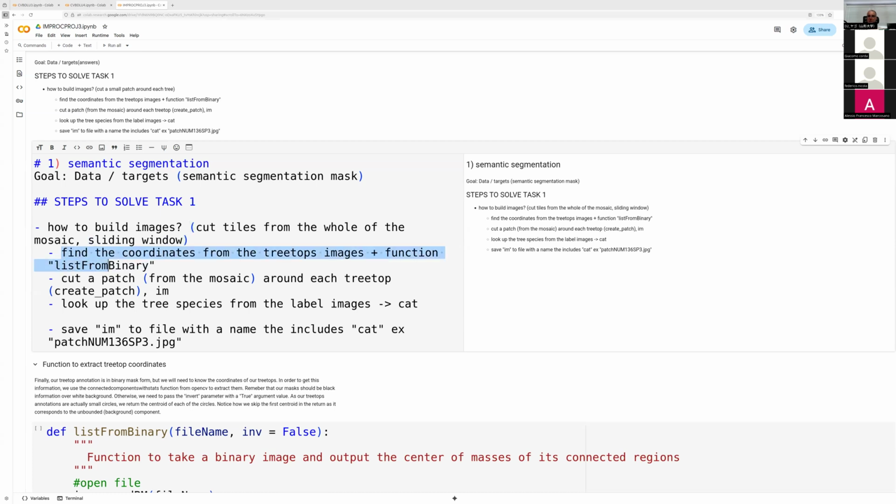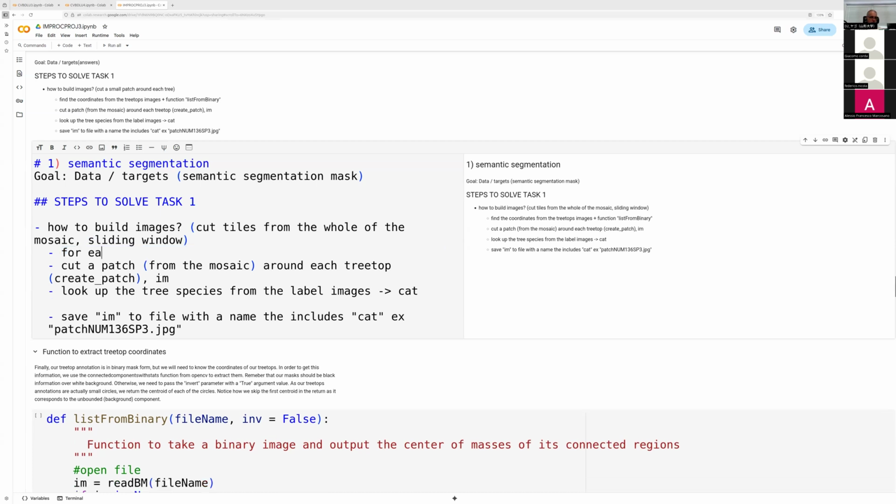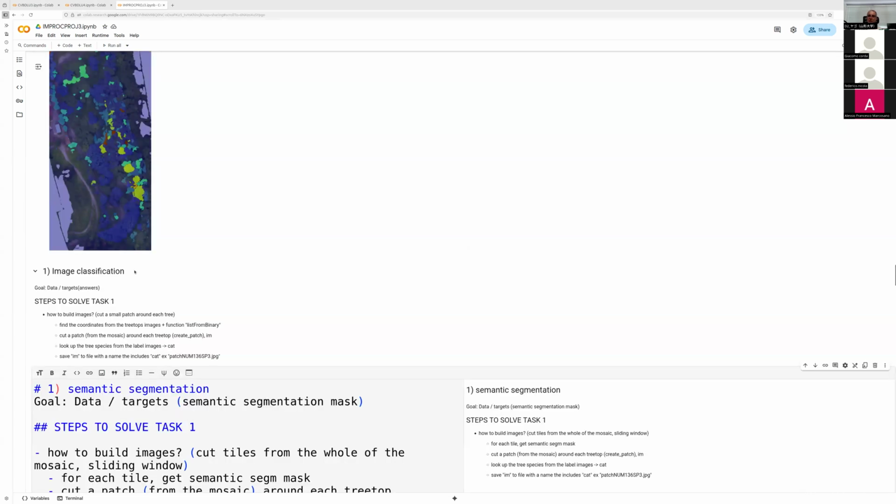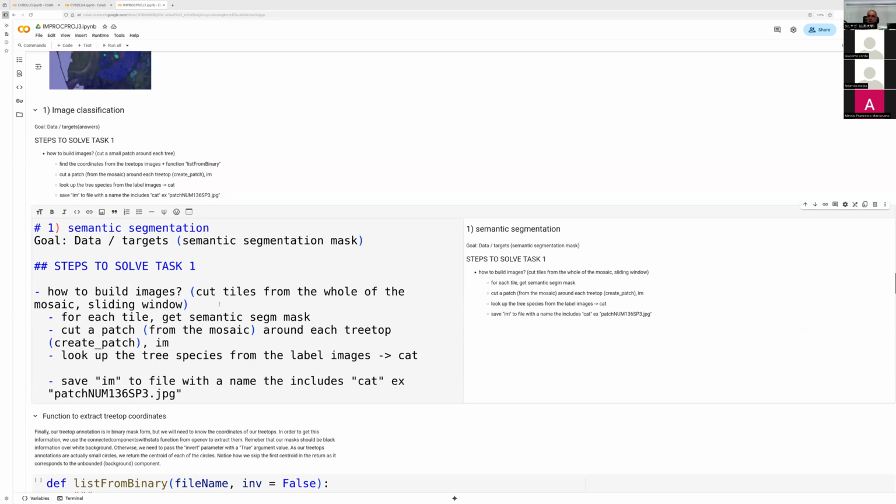For each tile, get the semantic segmentation mask. So we have to go to the label image and cut exactly the same tile from the label image. For example, here I have the label image superimposed over the mosaic, but here the label image is completely black, so probably that tile will not be very useful. And basically I have to save them.